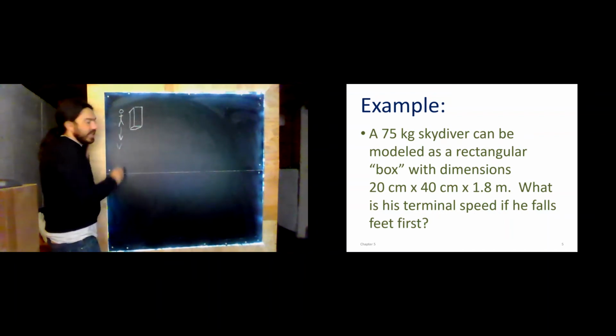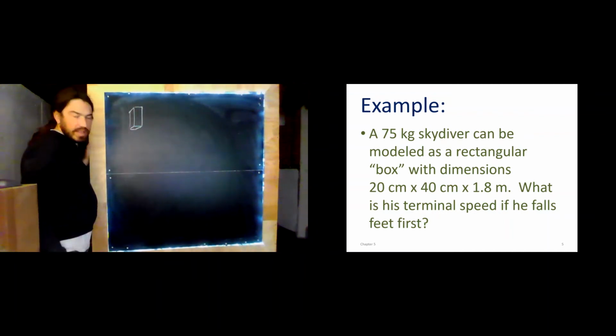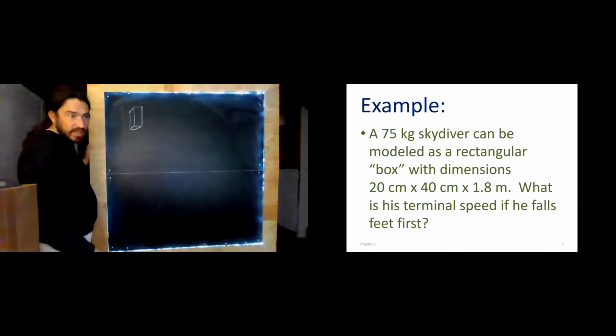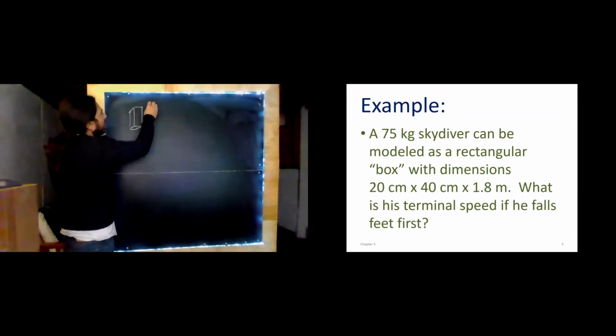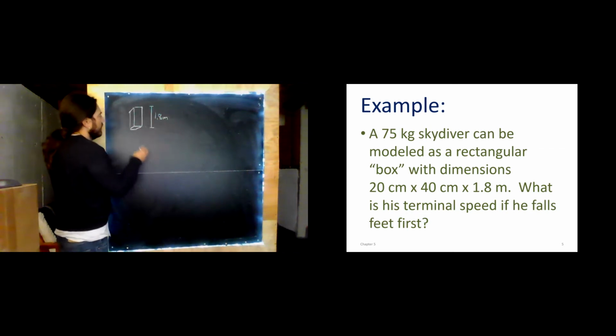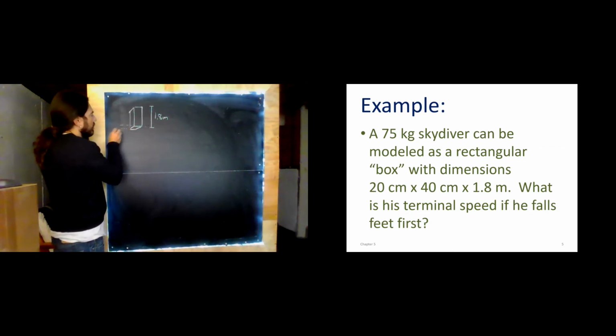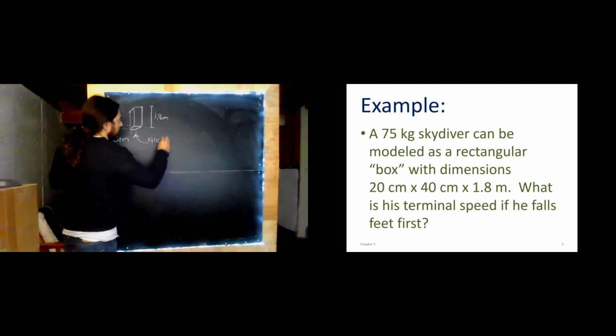There we go. Maybe I like that picture better. Let's go with that. There's our box, aka skydiver. He's going to have dimensions of 20 by 40 by 1.8 meters. So this direction here is going to be our 1.8 meters, with this right here being our 20 centimeters, and this right here being our 40 centimeters.